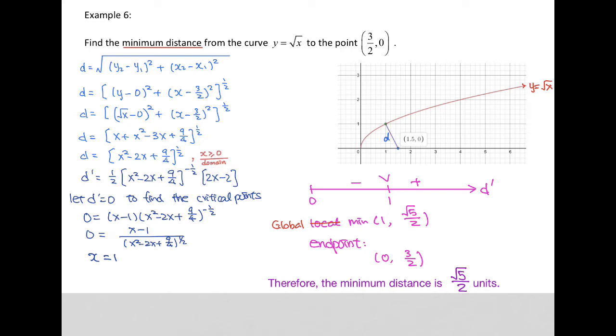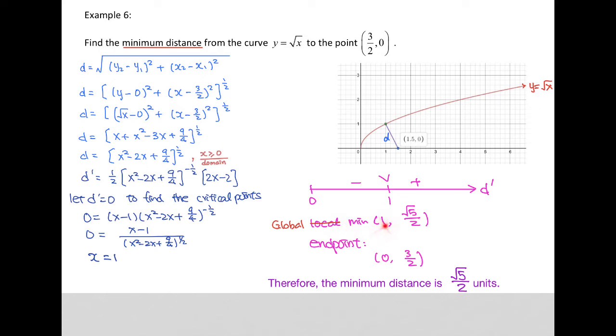And after that, you let d prime be 0 to find the critical points, and you will see x is at 1. And we have to identify what kind of critical point we have at x equals 1. So put it on the number line for d prime, put the 1 on, put the endpoints on. Right now, we only have one end, x equals 0. Left-hand side will be negative, which is decreasing. Right-hand side is positive, which means increasing. So this will result in a local minimum at x equals 1.